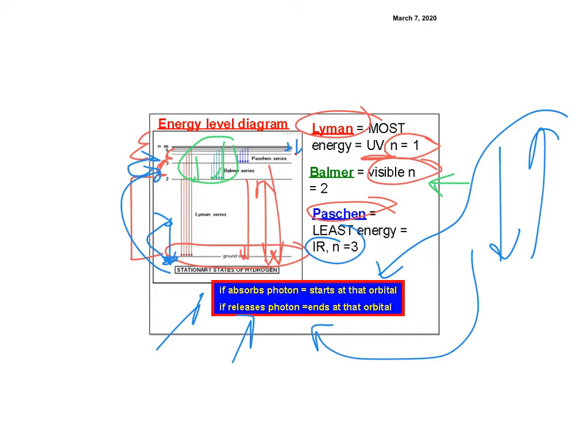Also, when it's jumping, it can jump in series. So it can jump from 4 to 1, or it can jump from 4 to 2. That's okay. So you can get different amounts of energy in the photons coming off.